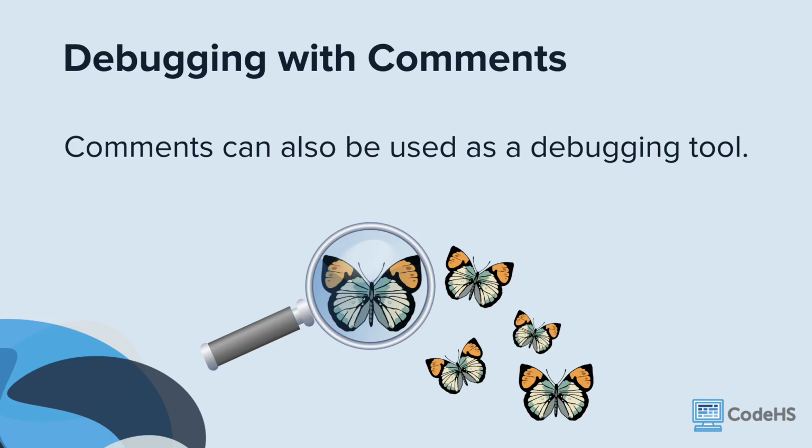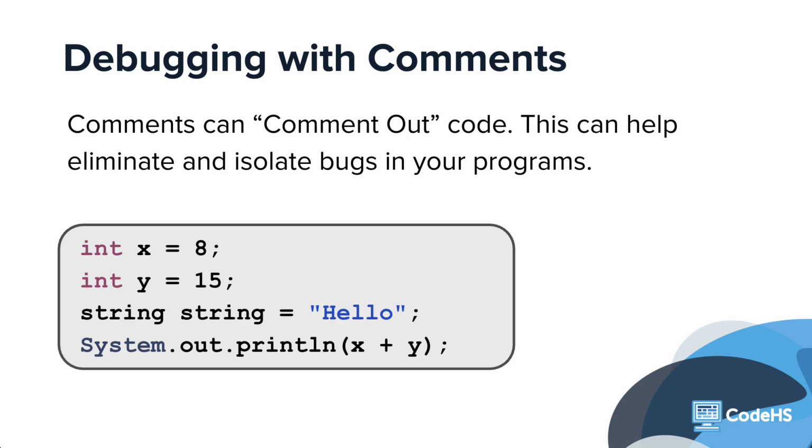Before talking about the JavaDocs comments, it's important to note that comments can also be used as a debugging tool while maintaining and developing code. Comments can be used to comment out code that you don't want to run. This can help to eliminate and isolate bugs in your programs. Let's take this code segment as an example. Right now, when run, this code produces an error.